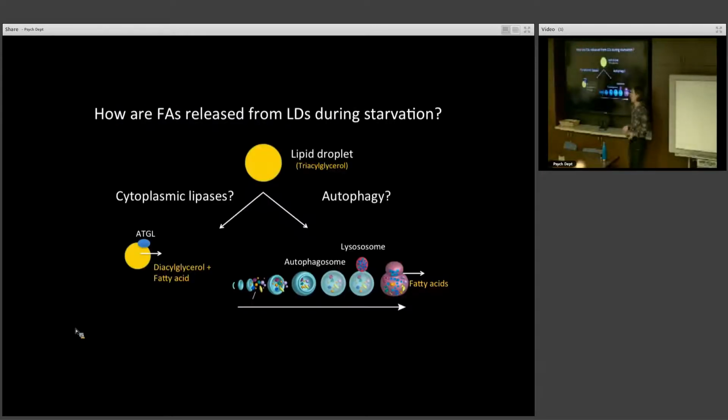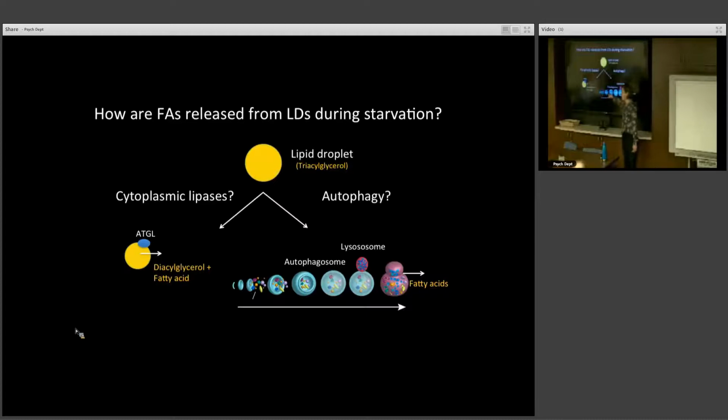So first we asked, how are fatty acids released from lipid droplets during starvation? Two different mechanisms have been described for how you can get fatty acids out of a lipid droplet. One is cytoplasmic lipases, such as ATGL, adipose triglyceride lipase, but it's actually a ubiquitously expressed cytoplasmic lipase. These lipases can sit on the surface of a lipid droplet and chew up triglycerides, releasing diacylglycerol and fatty acids. Or you can have autophagy of lipid droplets.